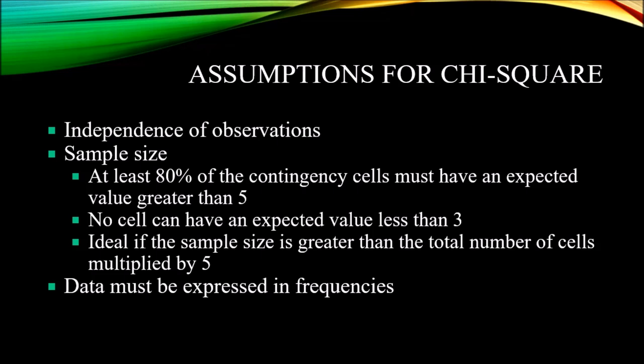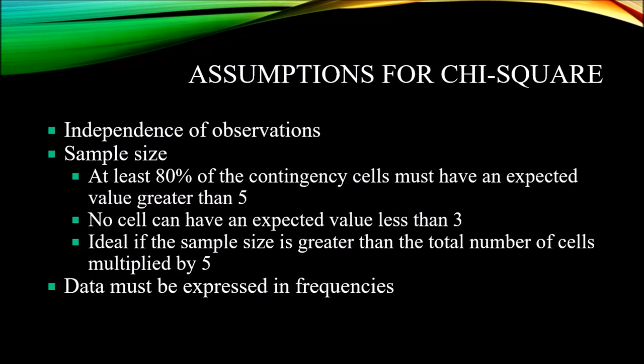So the sample size for a chi-square is governed by a few rules. At least 80% of the contingency cells must have an expected value greater than 5. And again, that expected value is calculated by taking the row total for any particular cell, the column total for that same cell, multiplying those two values and dividing by the sample size. And that's the total sample size. That's all the counts from every cell added together. In addition to that rule, no cell can have an expected value less than 3.